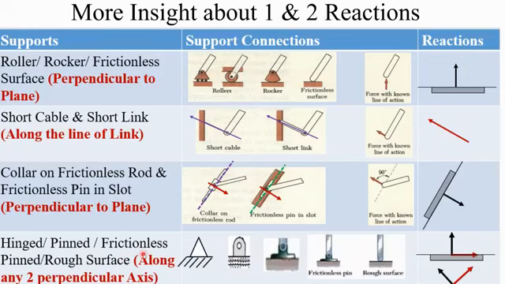About hinge or pin, frictionless pin or rough surface, it will have two reactions. You can write it any way. One is horizontal along the line of surface, one is perpendicular to this line of surface. Or you can also write any two directions, if the axes are at 90 degrees.